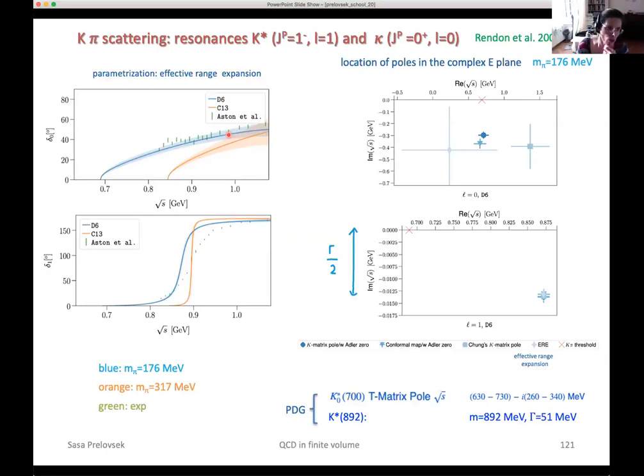Okay. So, you know, phase shift is directly giving you the scattering amplitude. So when you have the phase shift, you are happy.